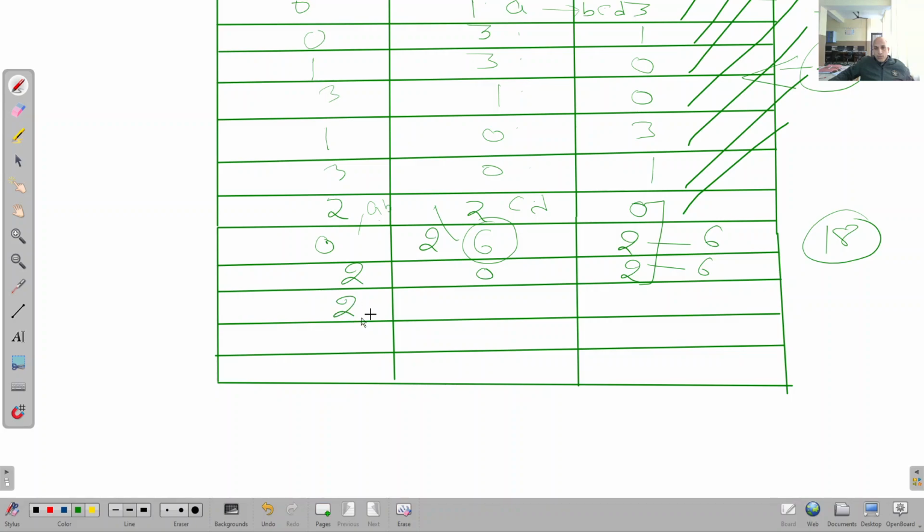That is 2, 1, 1, 1, 2, 1. Clear? 1, 1, 2. This is also another possibility. So this is one macro state, one macro state, one macro state. Total 3 macro states are there in this distribution.